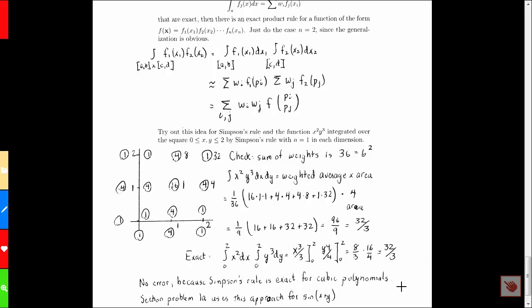If you do section problem 1a, you'll get a chance to use this approach for a function which is not a polynomial, namely sine of x plus y, but since it's nicely approximated by a sum of products of cubic polynomials, you will get remarkably good agreement with the correct answer. On the homework, as I recall, you'll actually get a chance to try out a generalization of this approach to 3 variables. That's all we're going to do with numerical integration for the moment. We'll return to this topic a little more theoretically after we have considered vector spaces of functions.